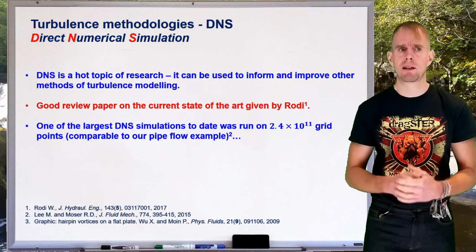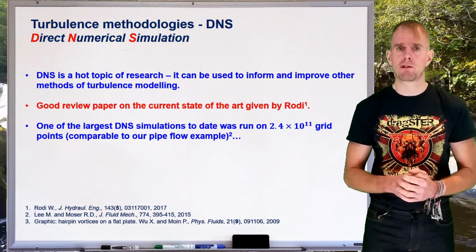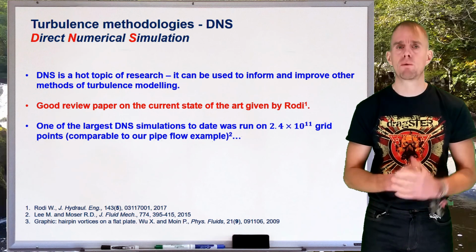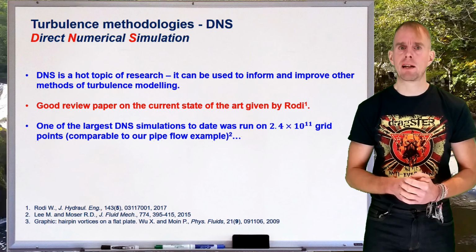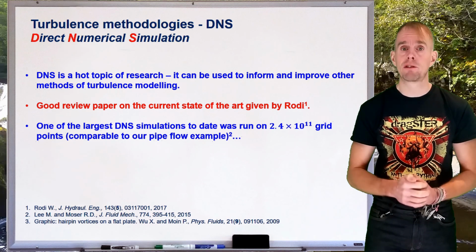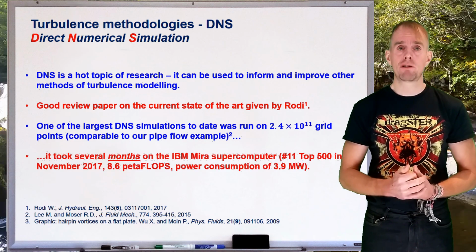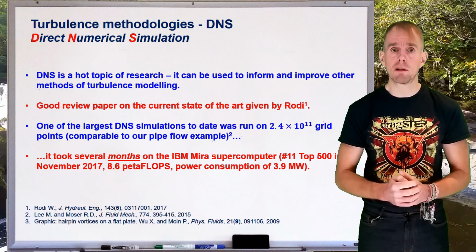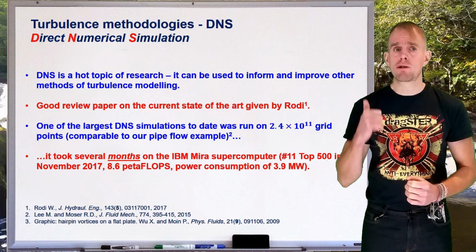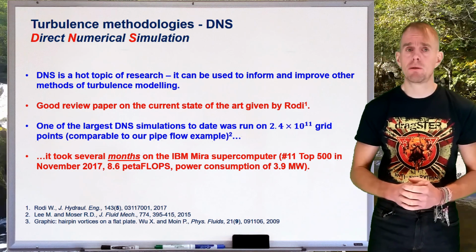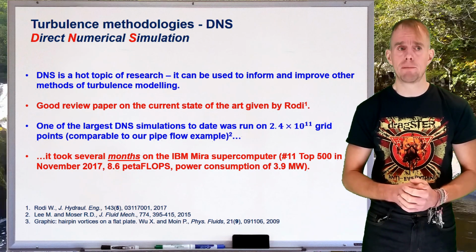And if we think how long these simulations take, a few years ago, in 2017, a large-scale direct numerical simulation was carried out using about 2.4 times 10 to the 11 finite volume elements, which is not that dissimilar from our 3 times 10 to the 11 volume elements for our example of a turbulent flow in a pipe. Now, at that point, the Myra supercomputer was number 11 in the top 500 in the world. It had a compute speed of about 8.6 petaflops, and this simulation took several months to achieve. So, using very, very heavyweight computing, direct numerical simulation takes an incredibly long time.